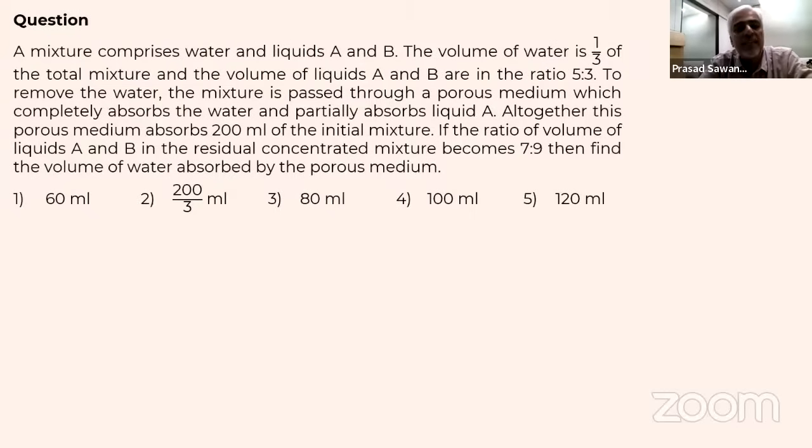Okay. A mixture comprises water and liquids A and B. The volume of water is 1/3 of the total mixture, and the volumes of liquid A and B are in the ratio 5:3. To remove the water, the mixture is passed through a porous medium which completely absorbs water but also absorbs some part of liquid A. Altogether, this porous medium absorbs 200 ml. If the ratio of the volume of liquid A and B in the residual concentrated mixture becomes 7:9, then the volume of the water absorbed by the porous medium is what?